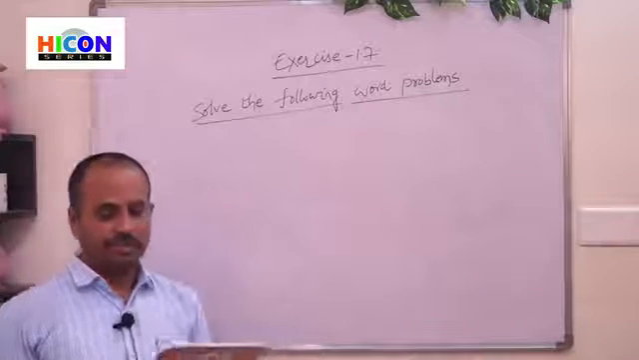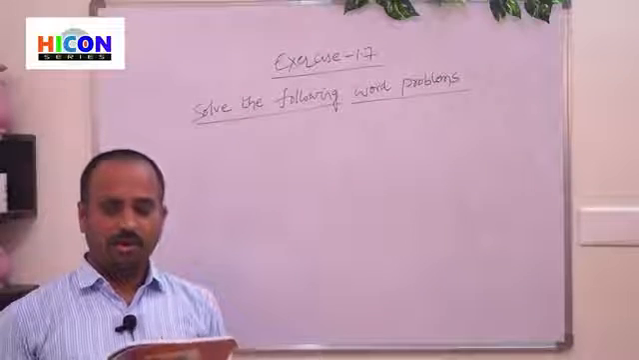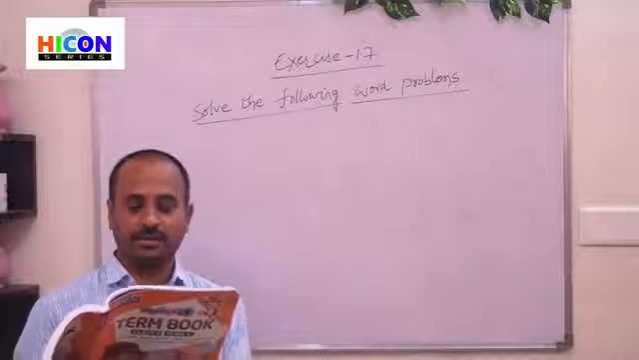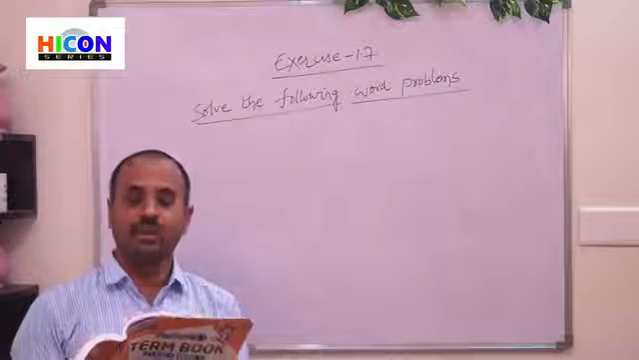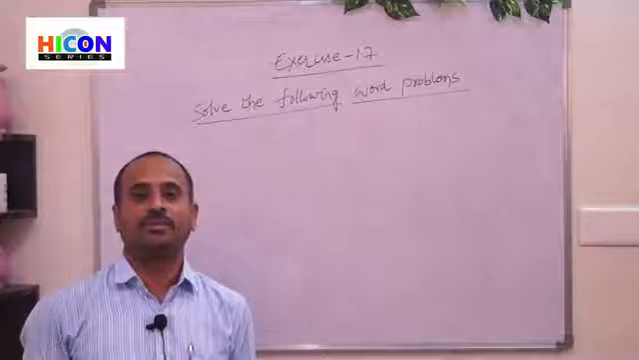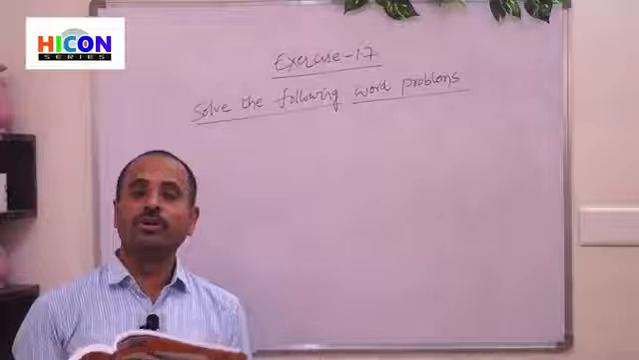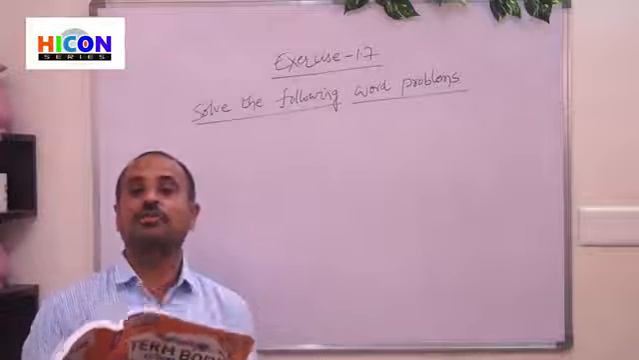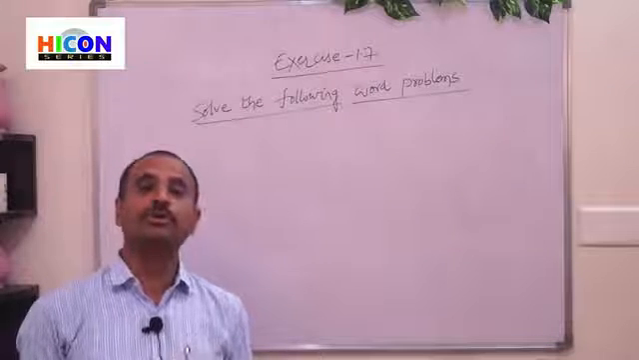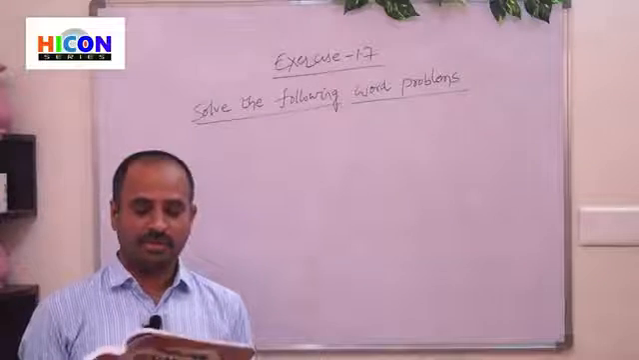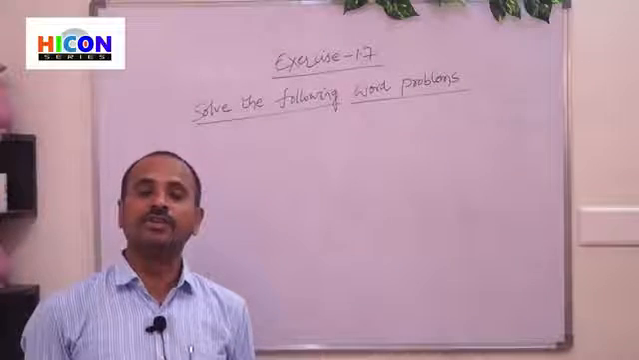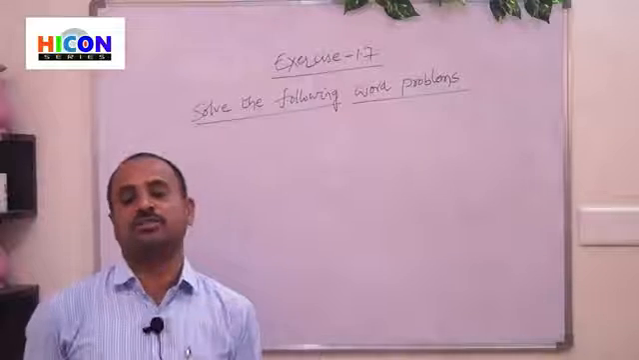So children, let us see the first problem. You want to distribute sweets for your class on your birthday. There are 36 children in your class. How many sweets will you take, rounded to the nearest 10? Read the problem again. You want to distribute sweets for your students in the class on your birthday, and there are 36 children in your class. So the strength of your class is 36. How many sweets will you take rounded to the nearest 10?